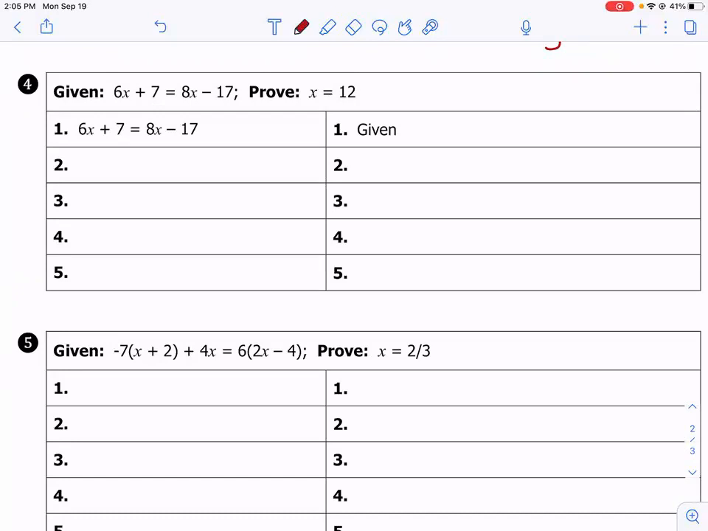Okay, Tyler. Yes. We have x's on both sides. We have constants on both sides. I am going to do something on purpose. This is probably not how I would solve the equation, but I'm going to do something on purpose. I'm going to go ahead and subtract 6x from both sides. So we have 7 equals 2x minus 17. And since I subtracted 6x from both sides, my reason is the subtraction property.